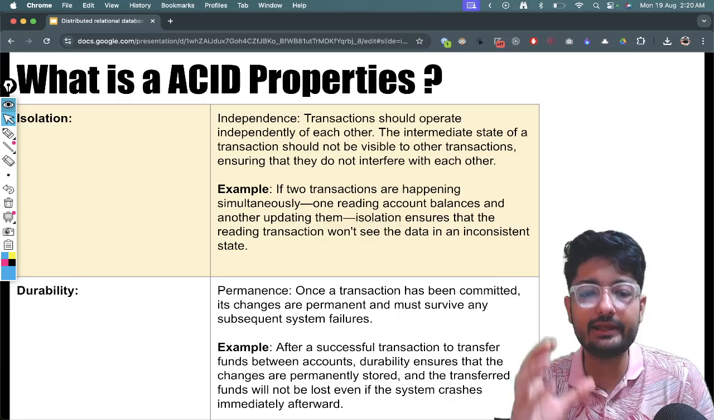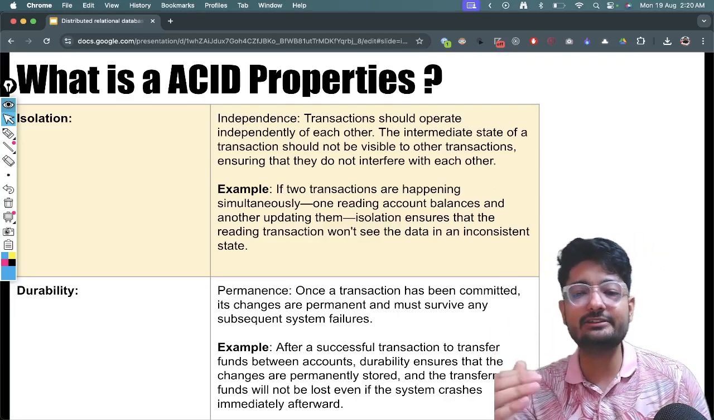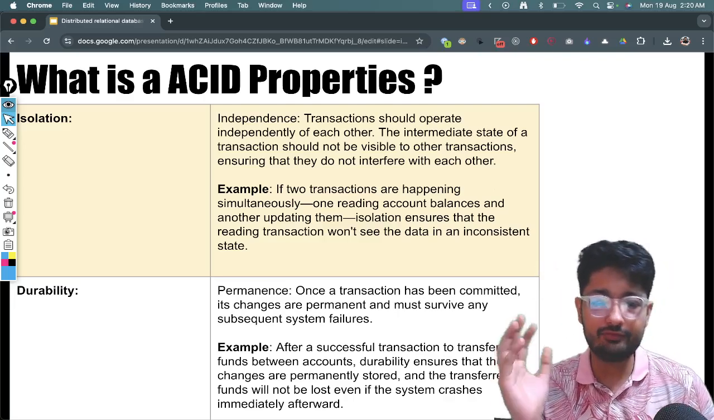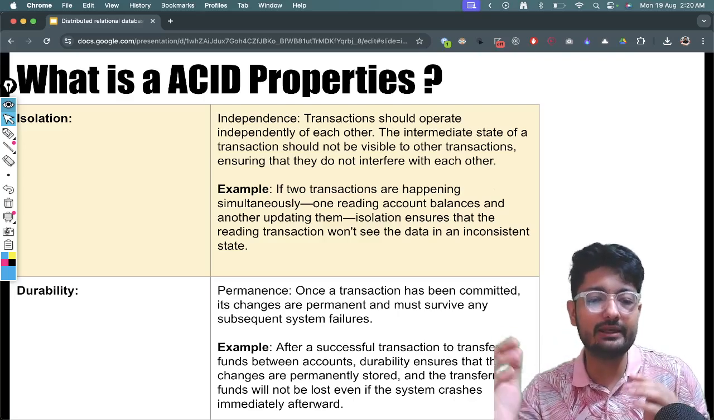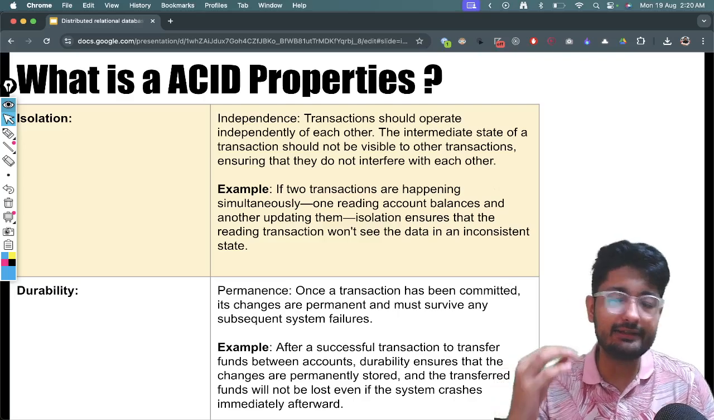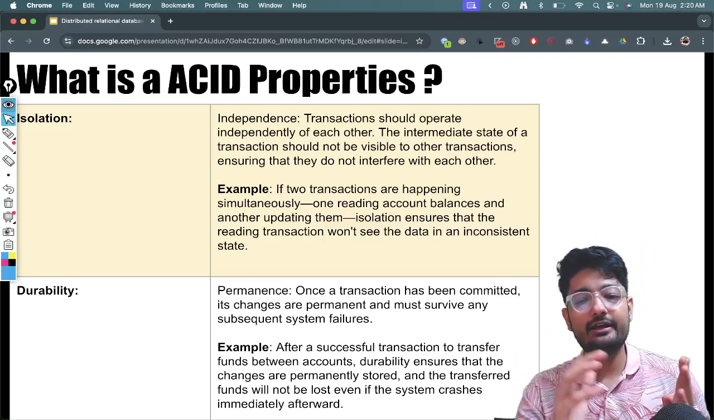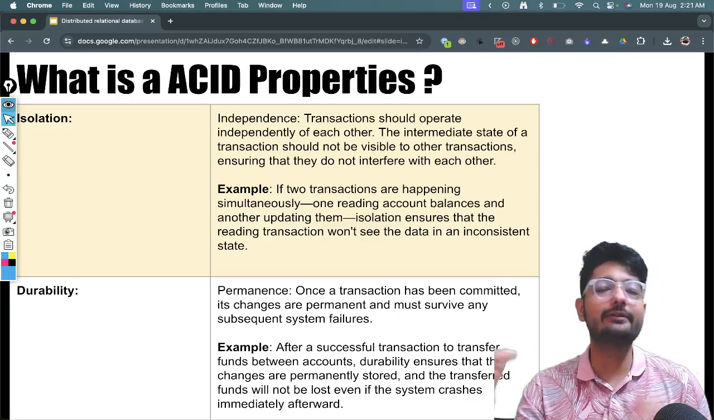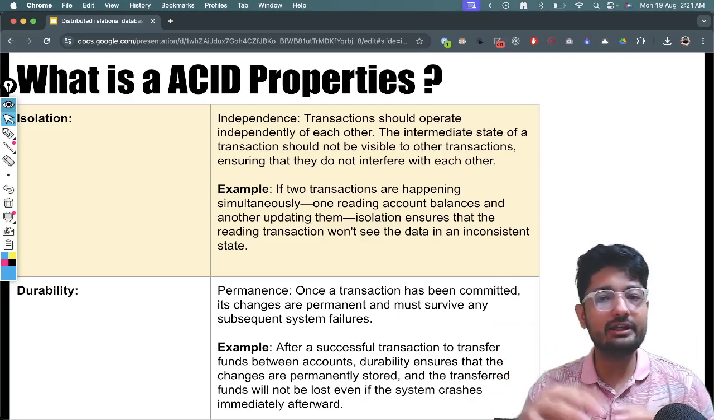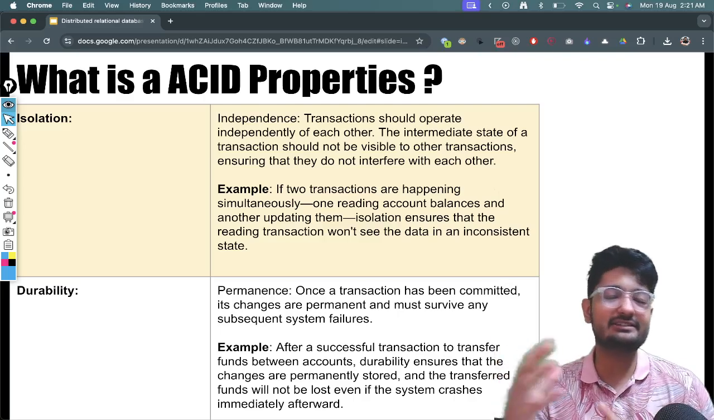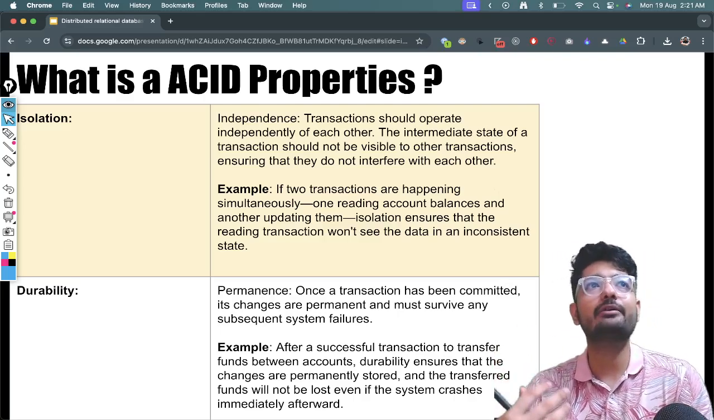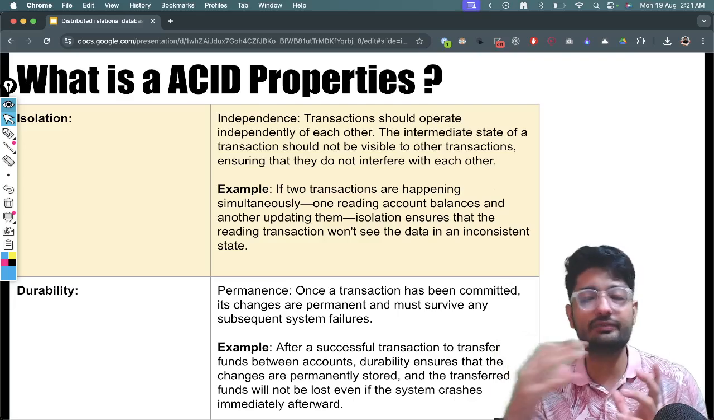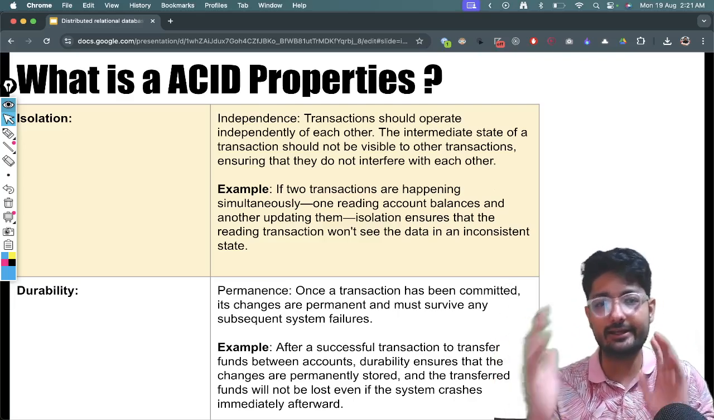The transactions should operate independently of each other. The intermediate states of a transaction should not be visible to other transactions, ensuring that they do not interfere with each other. If two transactions are happening simultaneously, one reading the account and the other updating, isolation ensures that the reading transaction won't affect the data that is being updated. If I'm reading and updating at the same time, these are two different transactions. They should not interfere with each other, so that data consistency is maintained. If I'm withdrawing some money, the other transaction should not see that there is already money there. So it should not happen. They should happen in isolation.